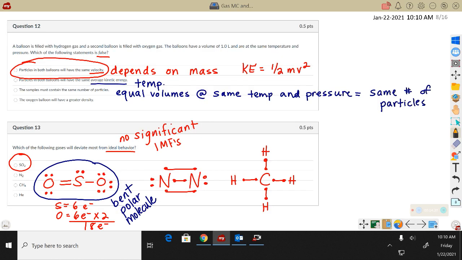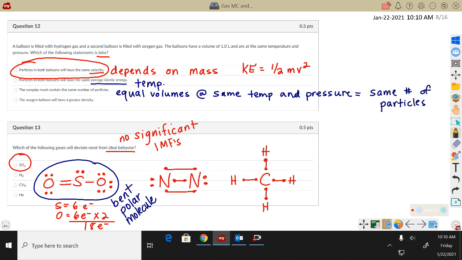Number 12, a balloon is filled with hydrogen and a second balloon is filled with oxygen. The balloons have a volume of 1 liter at the same temperature and pressure. Equal volumes of gases at the same temperature and pressure will have the same number of particles. Here we're asked which of the following statements is false. So it's not the third one.